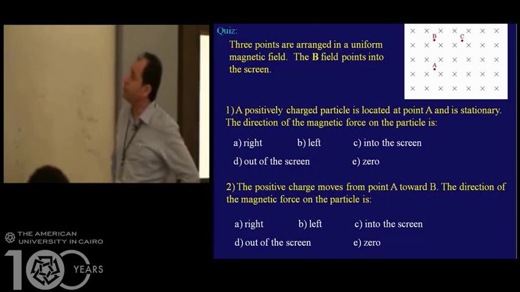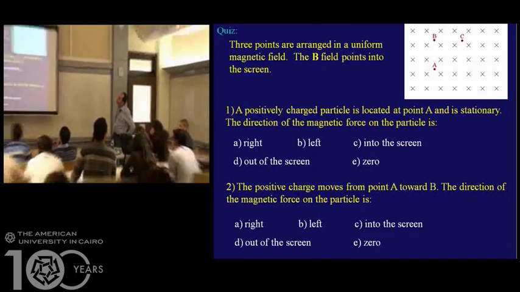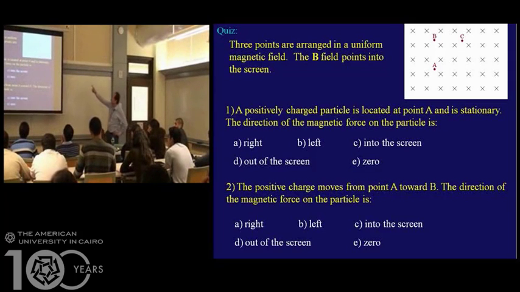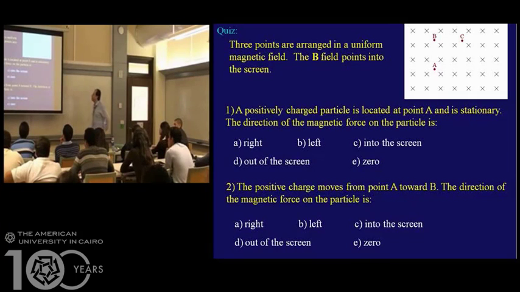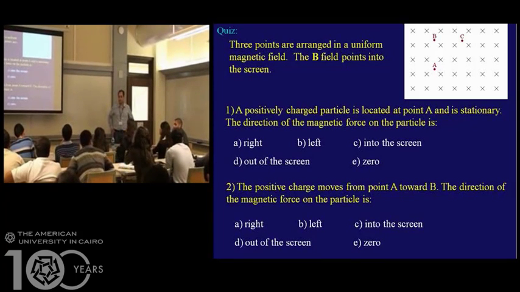We have 3 points arranged in a uniform magnetic field. You see those crosses, this is a uniform magnetic field, and we have 3 points in it, A, B, and C. The magnetic field points into the screen. You have a positive charge located at point A, and it's stationary, it's not moving. The direction of the magnetic force on the particle is... Why is it 0? Because there's no motion.